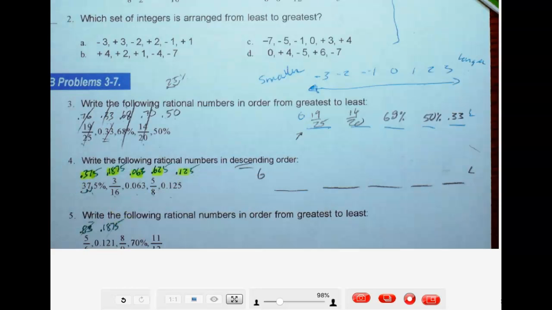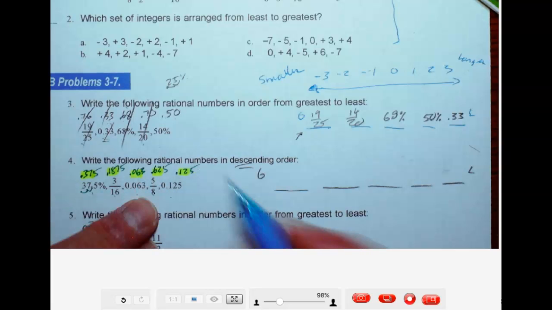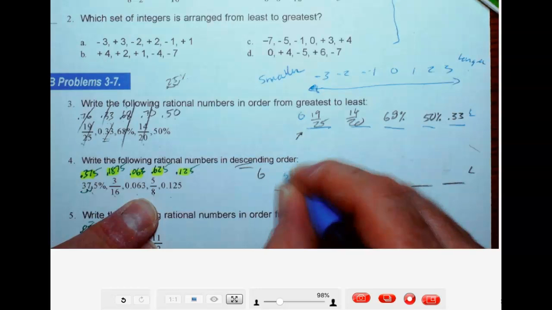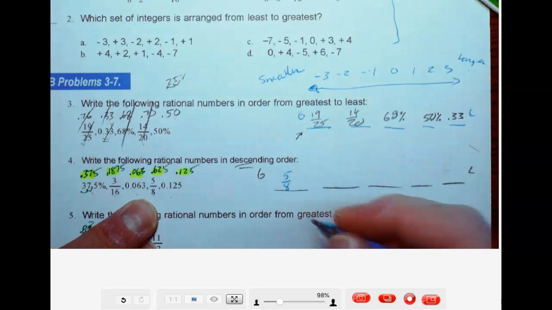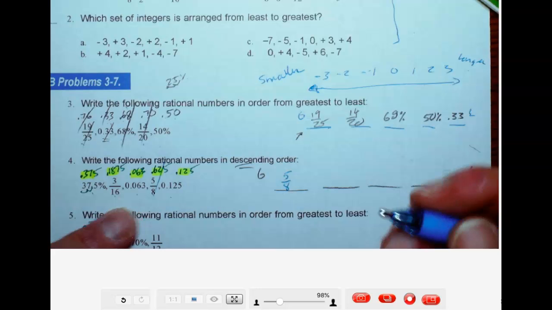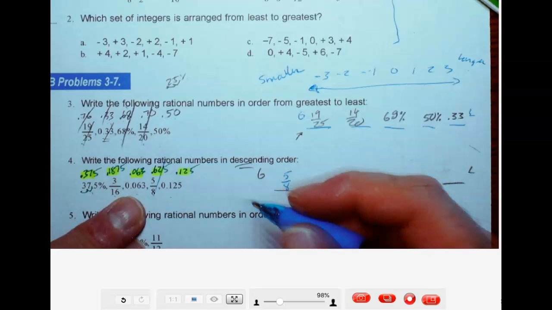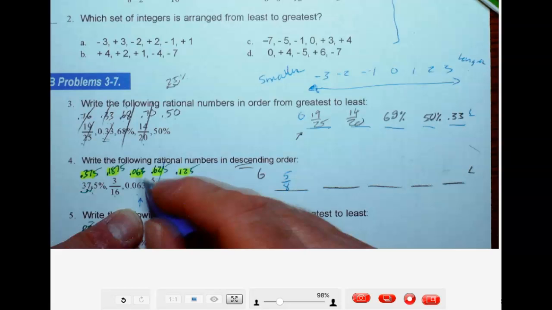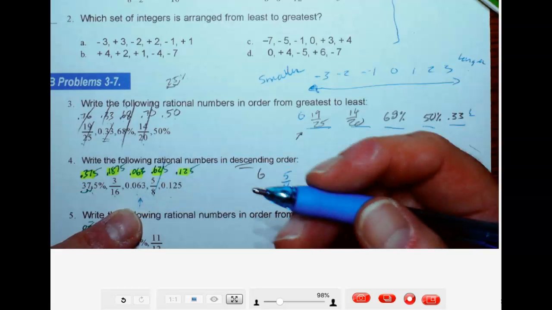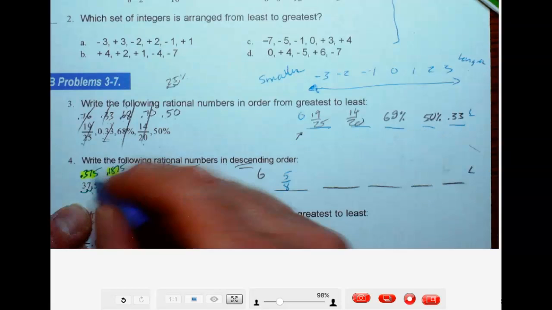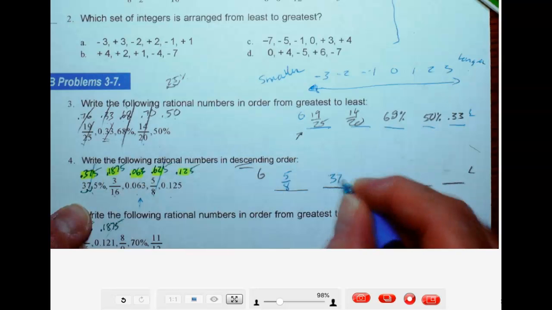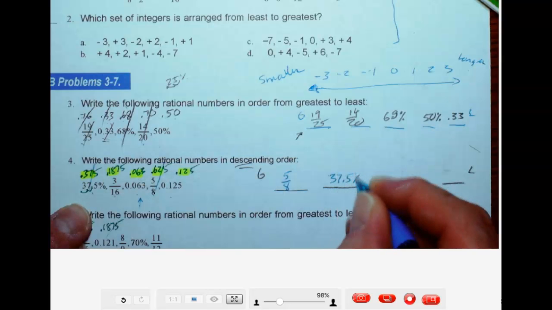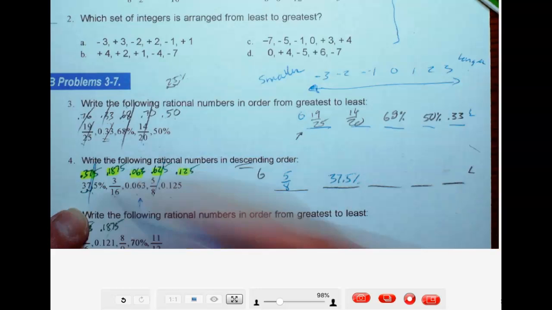Most of the time, that's all you really need to look at. So which is the greatest of these? 37, 18, 6, 62 cents. So 5/8 is the greatest. Cross that off. The next biggest one is not this one. I know you might think it's this one, but this is 0.06, like 6 cents. The next biggest one here is 37 cents, which is 37.5%. Get rid of that.